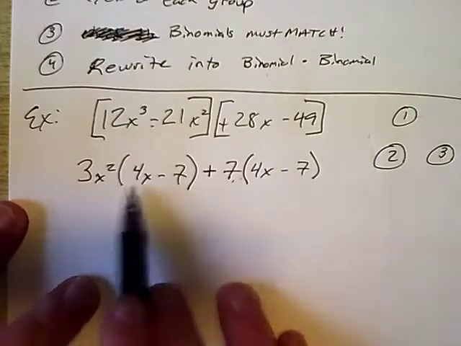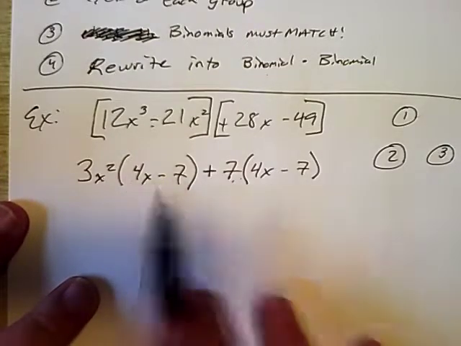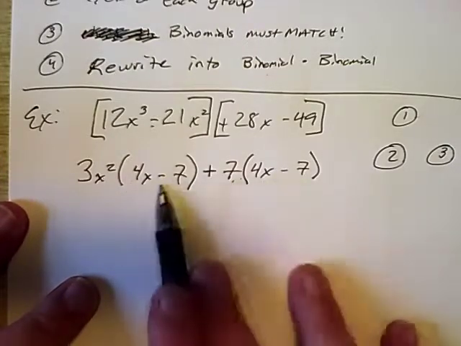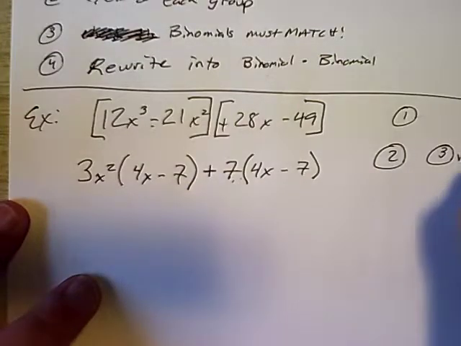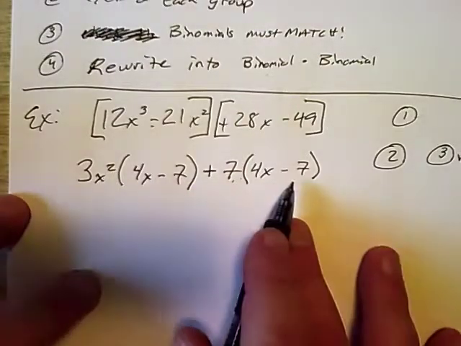Now here's what I mean by that. Here I have the 4x minus 7, this binomial, and this 4x minus 7. Are they the exact same? And for part 3, yes, these do. 4x minus 7 does indeed match.